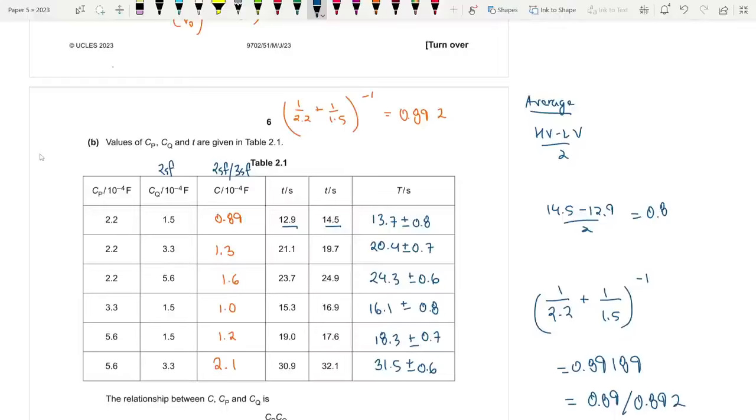You can match it with the table. You can solve it, pause it, and match. Then let's move on to the plotting.